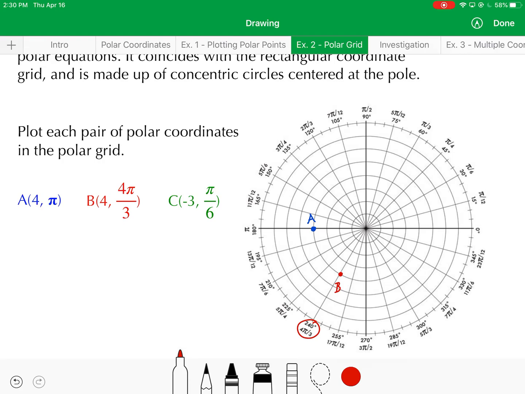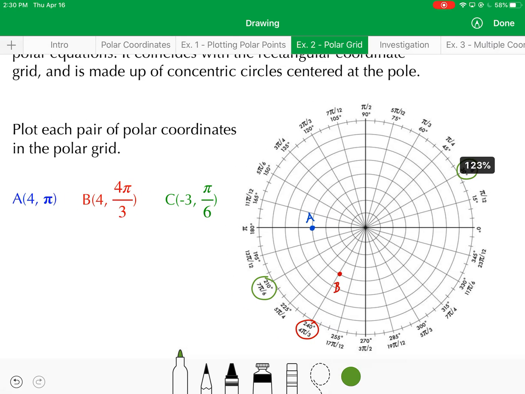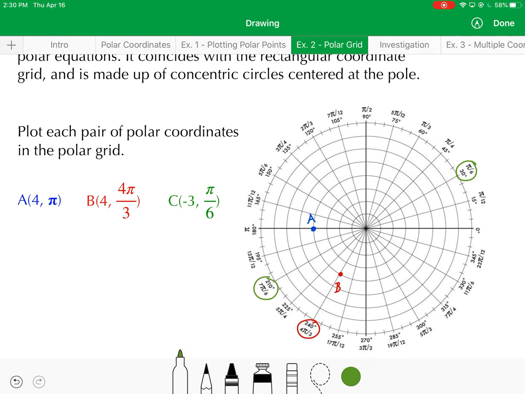All right, now point C, notice it has a negative r value, okay? So while the angle is pi over 6 or 30 degrees, we're actually going to have to extend in the opposite direction, which will take us to what appears to be 210 or 7 pi over 6, okay? So we're going to go from the pole 3 units along that line to get to my point C. All right, so that is how we plot points when we are in the polar coordinate system.